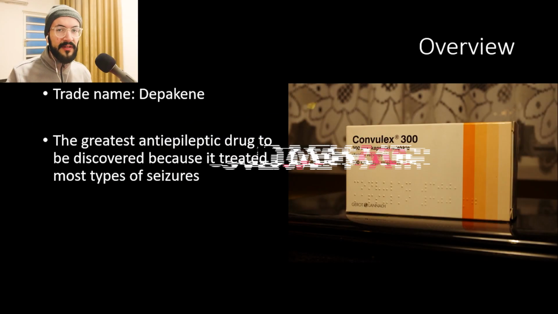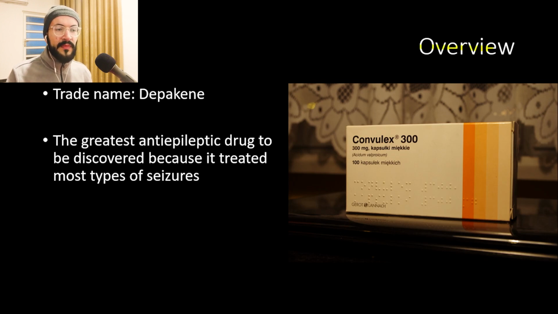So in our talk about valproic acid, we will start with an overview. Famous trade names for valproic acid are Depakine and Convulex. This is the packaging of the Convulex, as you can see in this picture here. And valproic acid is the greatest anti-epileptic drug to be discovered because it has the ability to treat most types of seizures, which the other anti-epileptics cannot do.